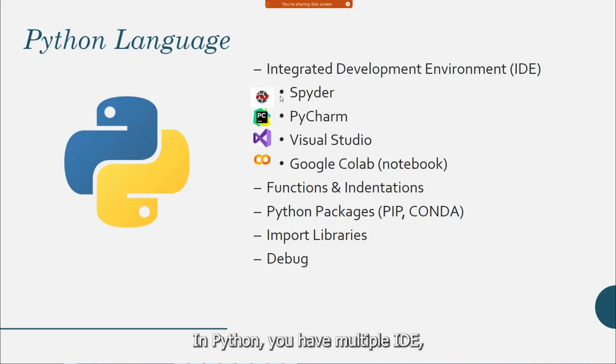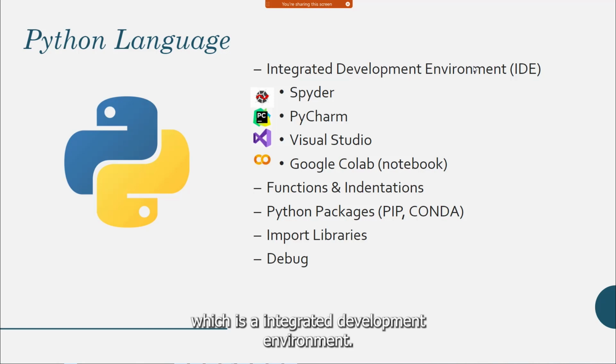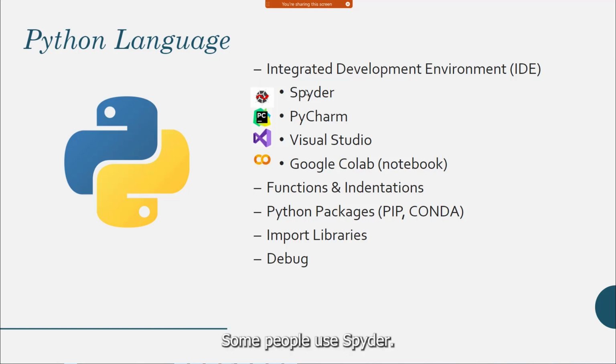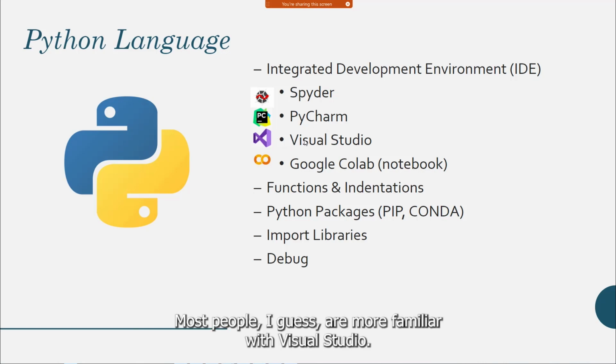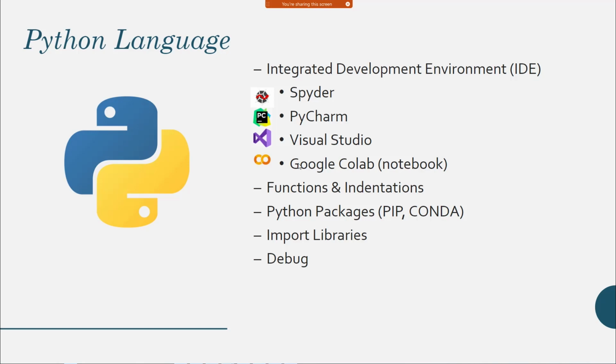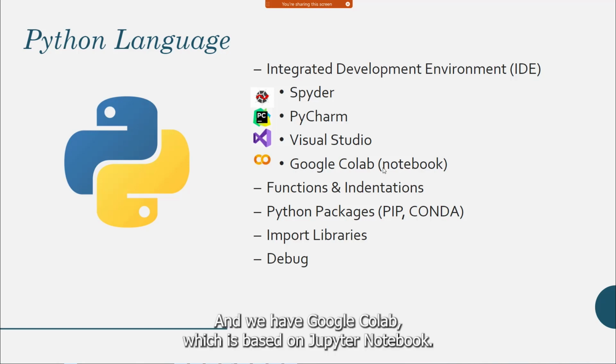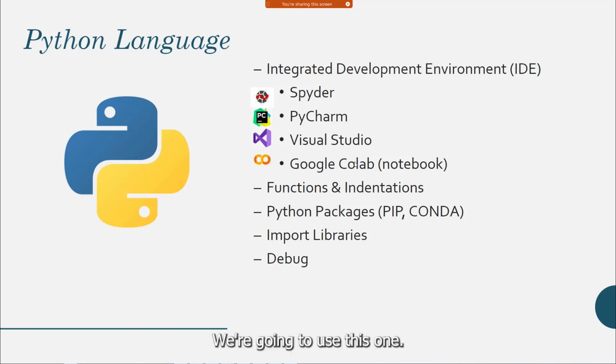In Python, you have multiple IDEs, which stands for integrated development environment. Some people use Spyder. You might have heard of PyCharm and Visual Studio. Most people, I guess, are more familiar with Visual Studio. And we have Google Colab, which is based on Jupyter Notebook. We're going to use this one.